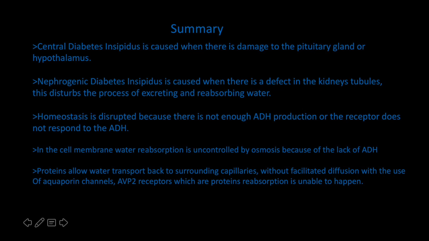Homeostasis is disrupted because there is not enough ADH production or the receptor does not respond to the ADH. In the cell membrane, water reabsorption is uncontrolled by osmosis because of the lack of ADH. Proteins allow water transport back to surrounding capillaries. Without facilitated diffusion with the use of aquaporin channels and AVP2 receptors, which are proteins, reabsorption is unable to happen.